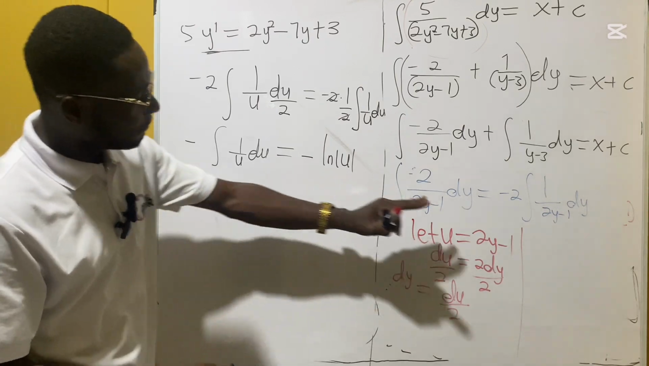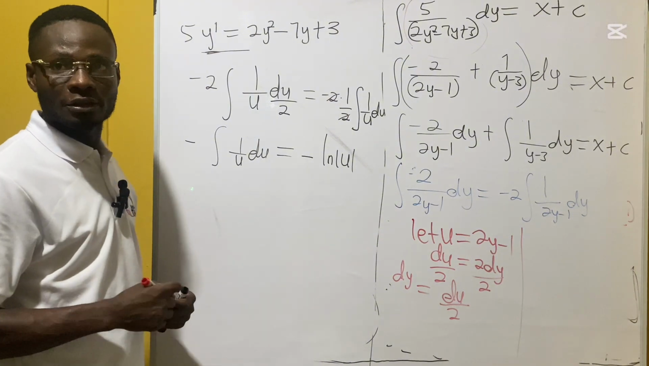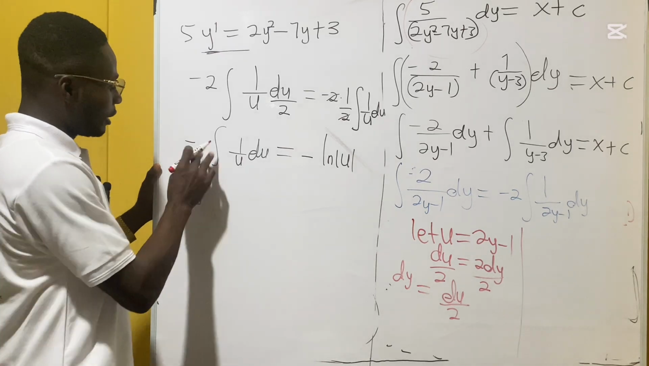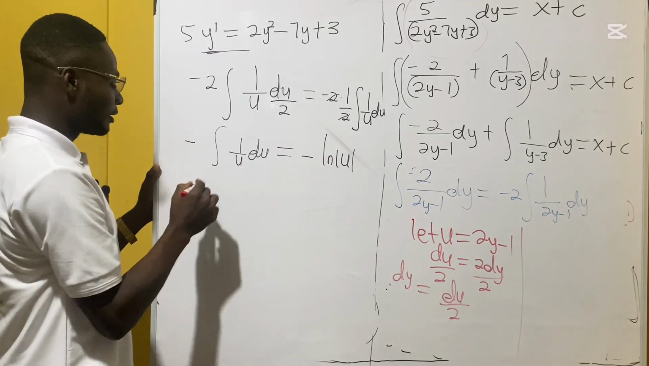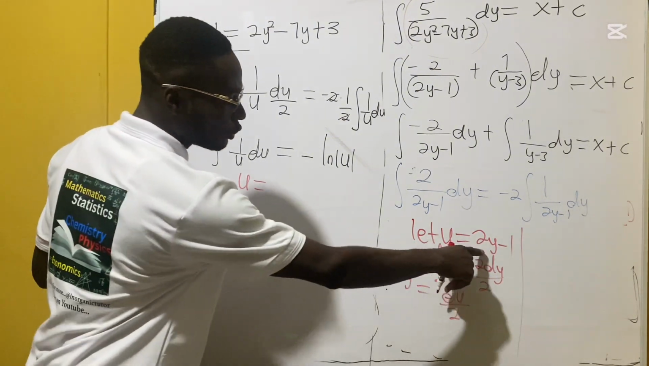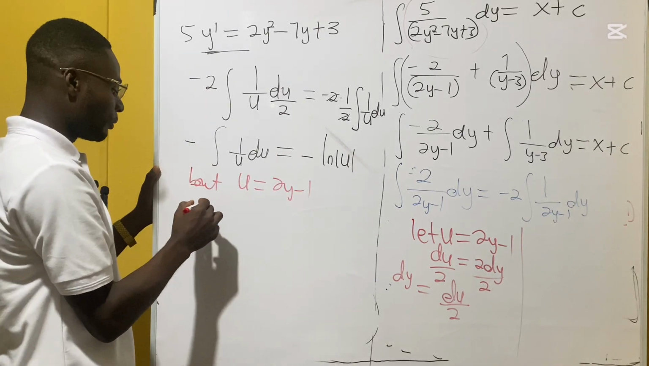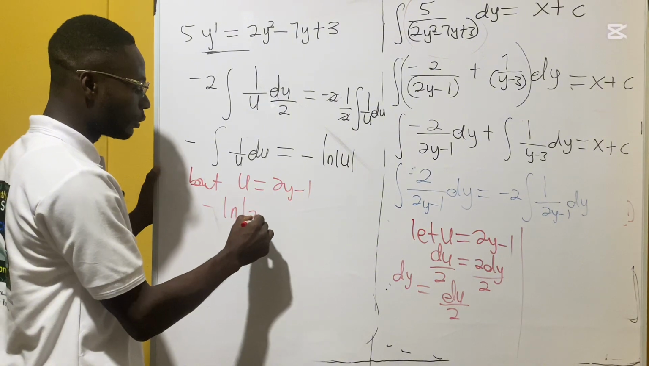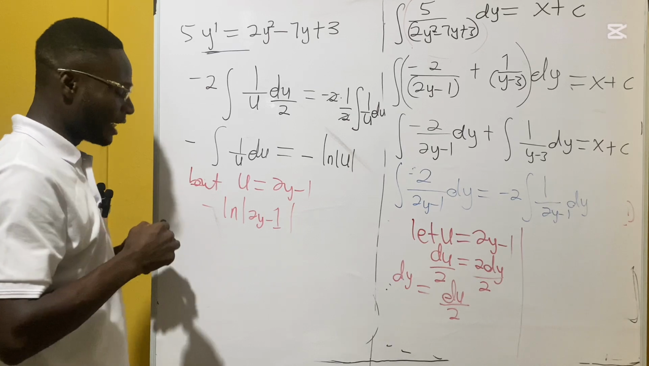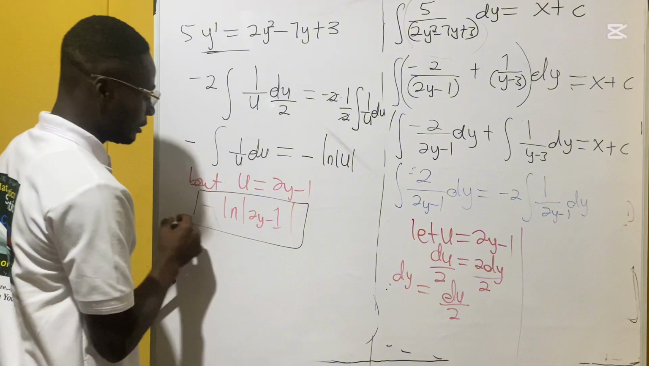So once we have obtained this, let's go ahead and do the same for the second one. All right, so here, once we are done with this, u was equal to 2y minus 1, right? So we do that substitution, and then we have negative ln of 2y minus 1, absolute of that. So now we have the value of this to be this, right?